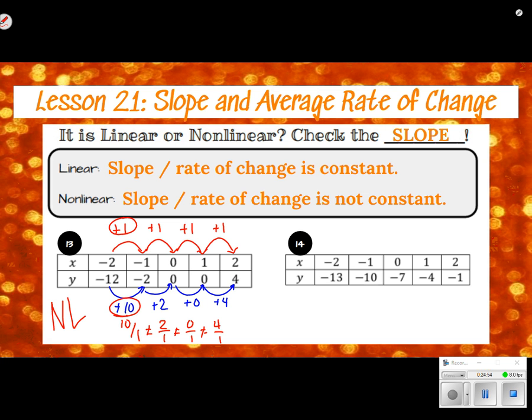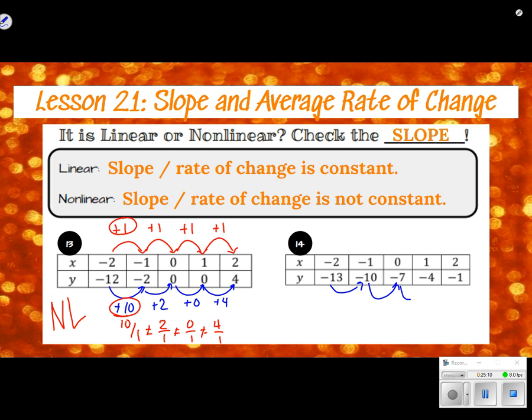So we looked at, can you tell from a graph? Can you tell from an equation? Can you tell if you have a linear or nonlinear function? And now we're looking at it from a table.